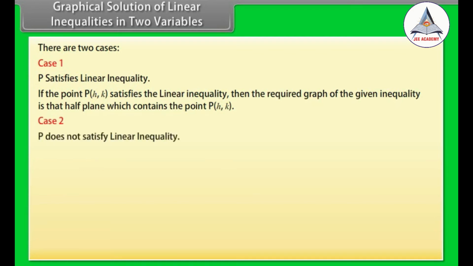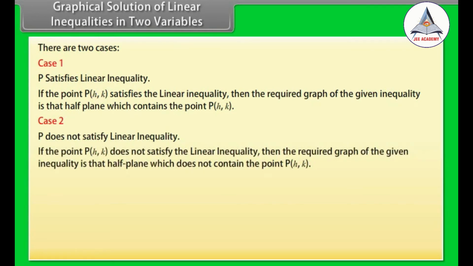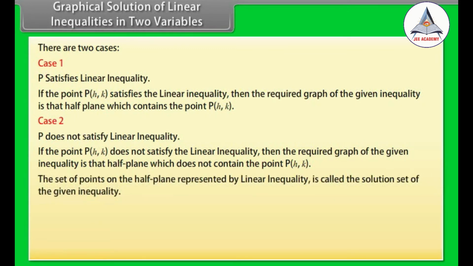Case 2. P does not satisfy the linear inequality. If the point P(h, k) does not satisfy the linear inequality, then the required graph of the given inequality is that half plane which does not contain the point P(h, k). The set of points on the half plane represented by a linear inequality is called the solution set of the given inequality.